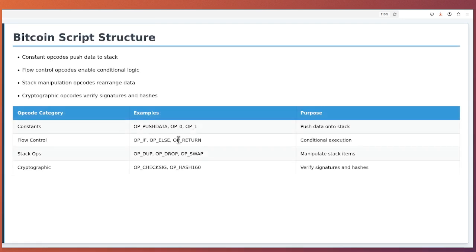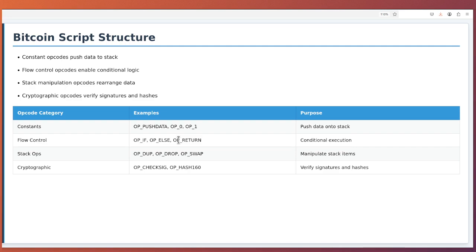Bitcoin script structure and execution. Let's examine the technical structure of Bitcoin script more carefully. Every transaction output contains a script pub key that defines spending conditions. Every transaction input contains a script sig that provides the solution to those conditions.